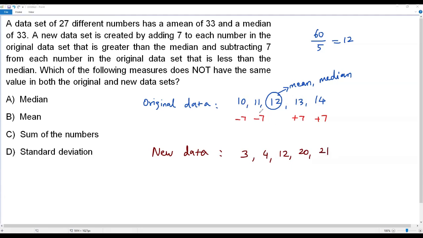So here in the original data set, I subtracted 2 sevens and I added 2 sevens, so it's balanced. So the sum of the values in the original data will not change in the new data. If I want, I can verify it. That is, I can add 3 and 4, 7.